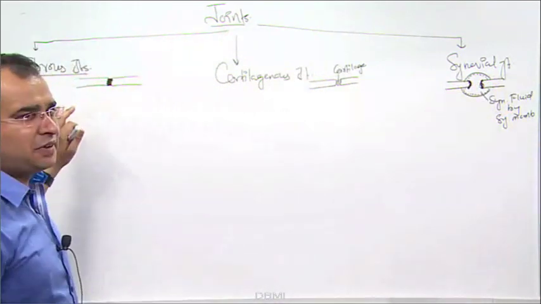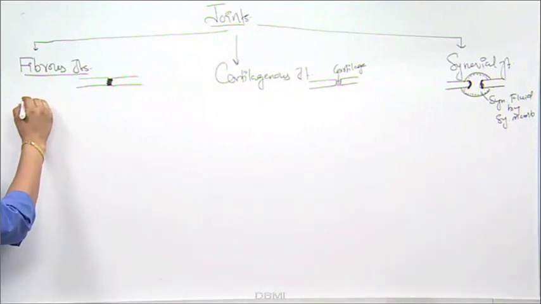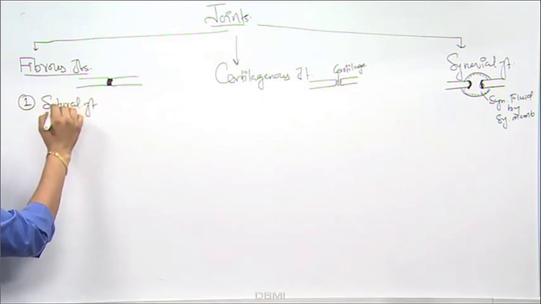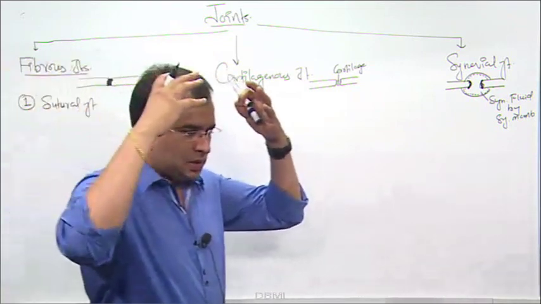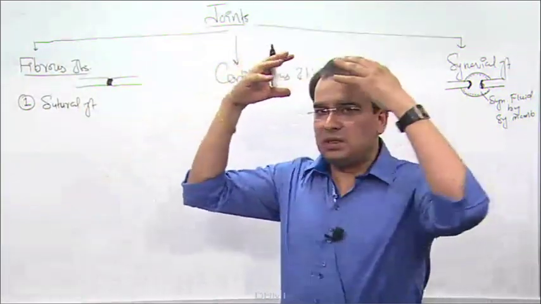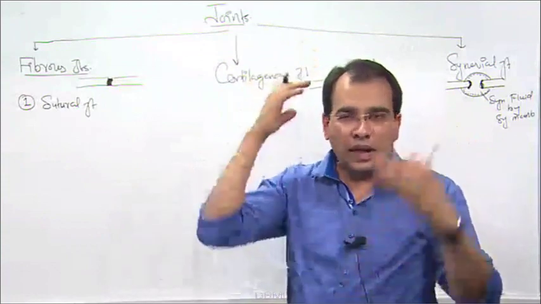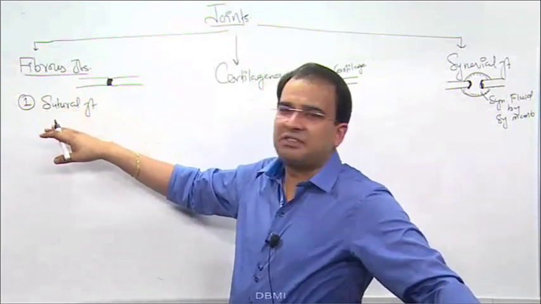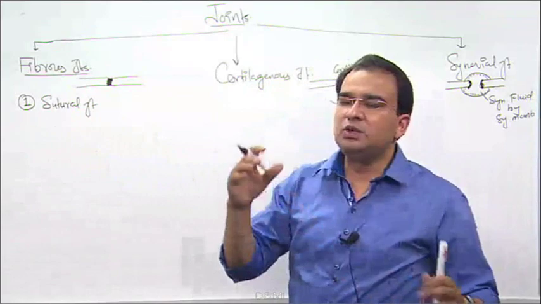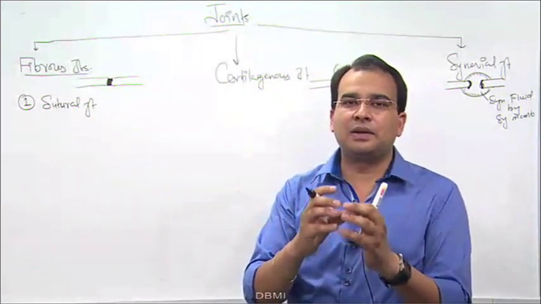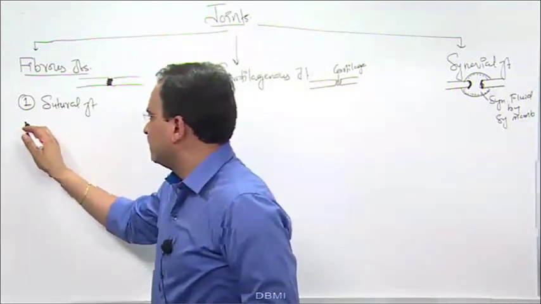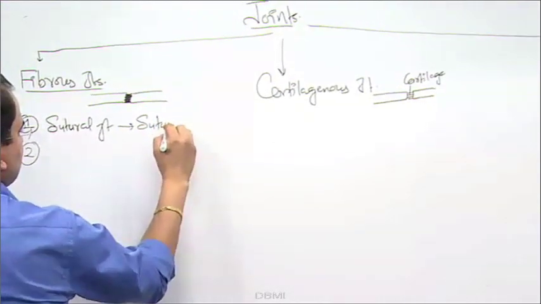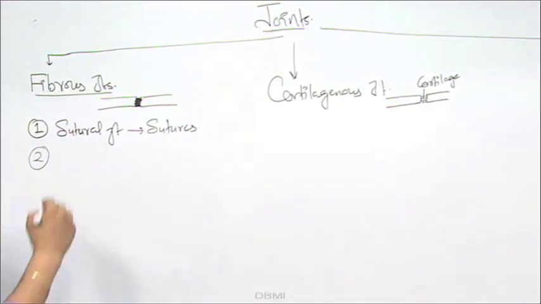Let's start with the simplest one, that is the fibrous joint. Fibrous joints can be sutural joints. As you all know, sutural joints are the joints present between the skull bones. We have the joint between the two parietal bones, which we call the interparietal suture, the lambdoid suture, and the squamous suture on the side. All these sutures come under the fibrous joint. They do not have any cartilage in between, they do not have any synovial fluid in between, they are simply connected by fibrous tissue. So sutural joints, obviously all the sutures. Next we have gomphosis.